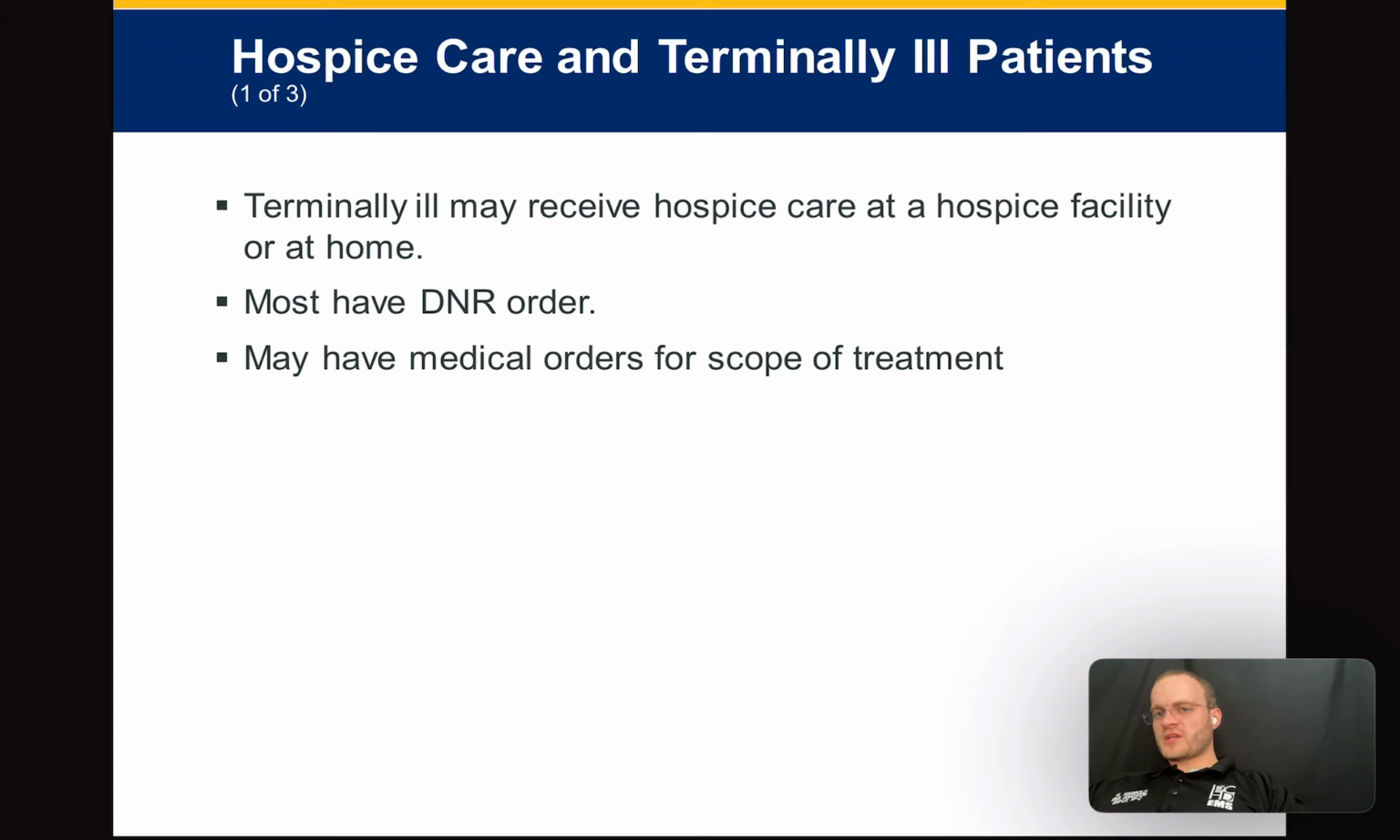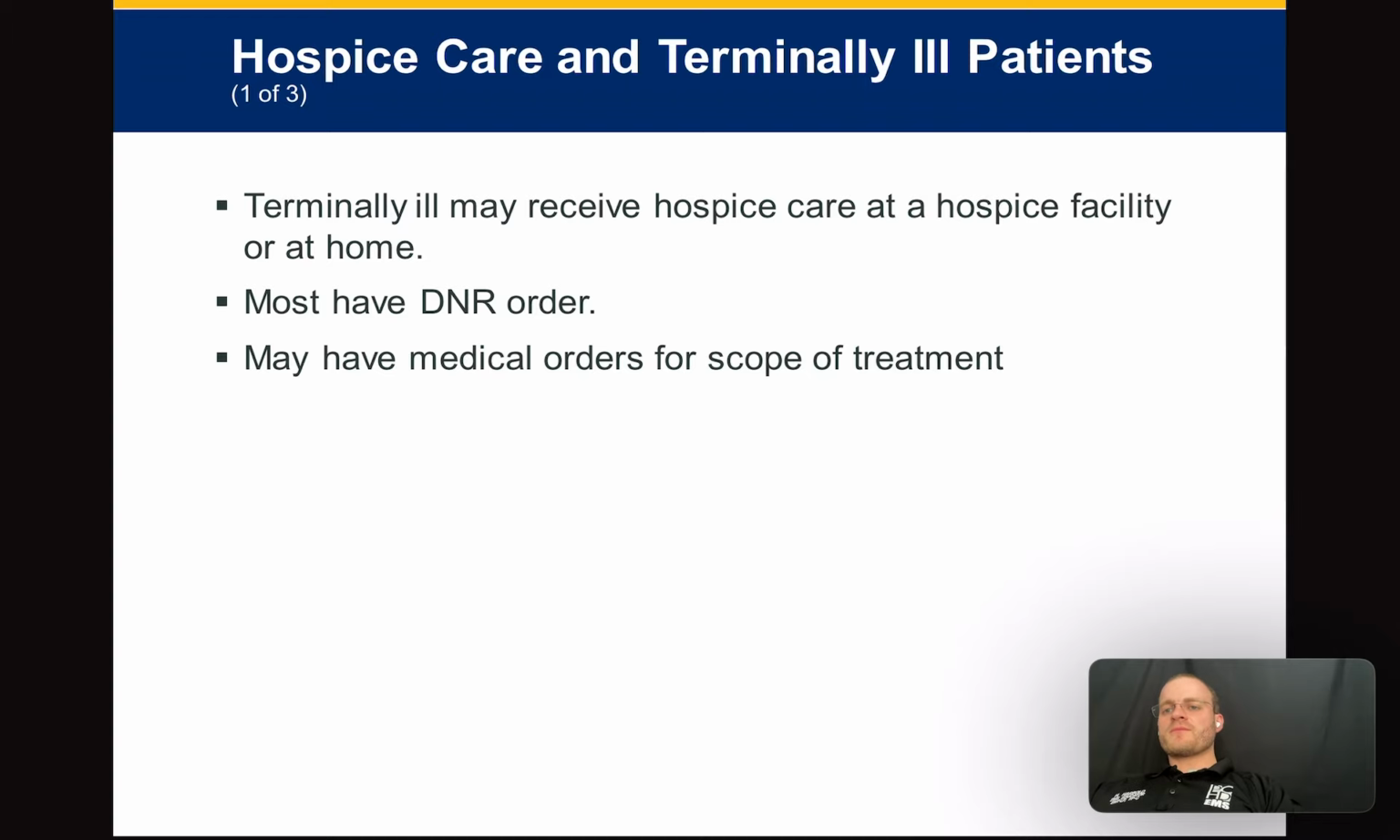Terminally ill patients may receive hospice care at a hospice facility. These are less common, I find, or more common now. You're seeing this at home. Patients prefer to die at home. And so if you're on hospice, you must have a DNR order. Remember, DNR means do not resuscitate. That does not mean do not treat. So do not resuscitate means that you do not initiate chest compressions and ventilations with a BVM, or cardiac drugs like epinephrine, stuff like that.